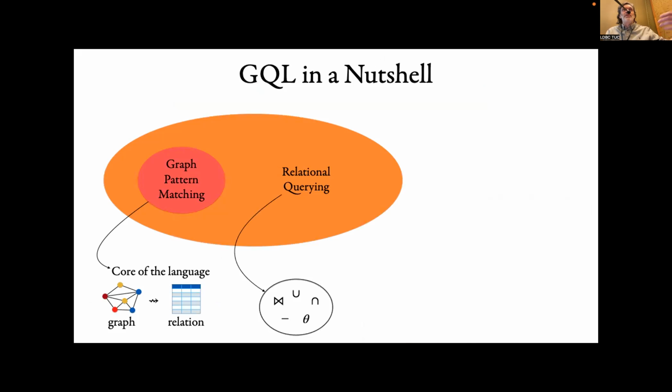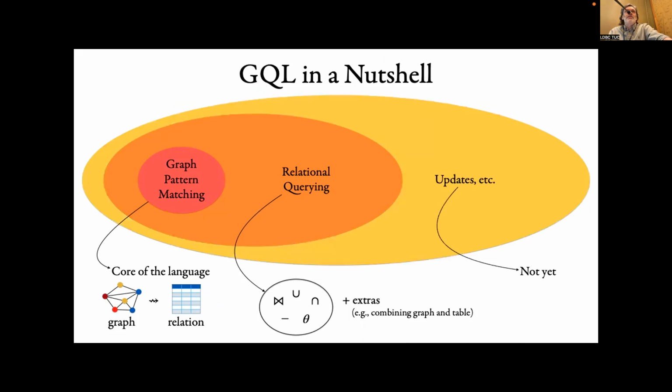These are usually relational operators, a little bit more. So I'll say a few words about that, and how you can combine a graph and a table, essentially. That's something that goes beyond pure relational querying. And then updates, but we haven't touched those yet.